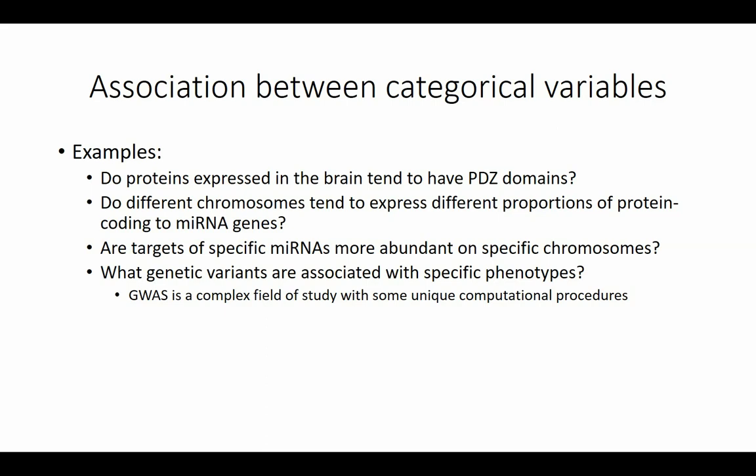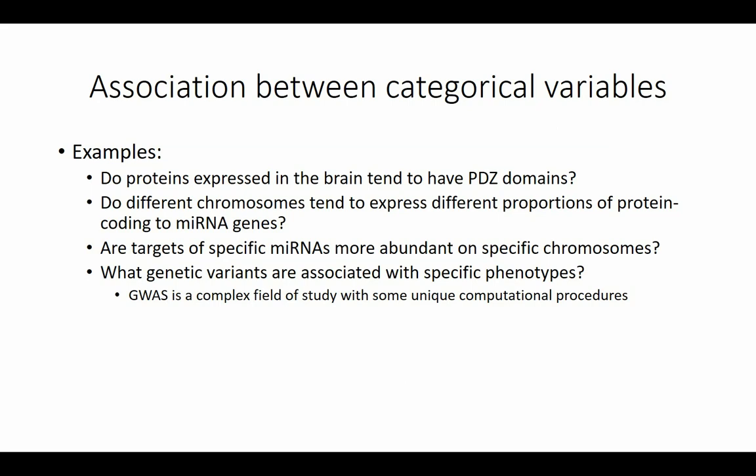Another example is whether targets of specific microRNAs are more abundant on specific chromosomes. Again, we have the word abundant, which may seem a bit confusing, but again, we're in the business of counting here. So we look at it the same way. We look at the genes, and they can be either targets of those microRNAs, or non-targets. And then they can belong to any of a given set of chromosomes. So again, two categorical variables that we deal with.